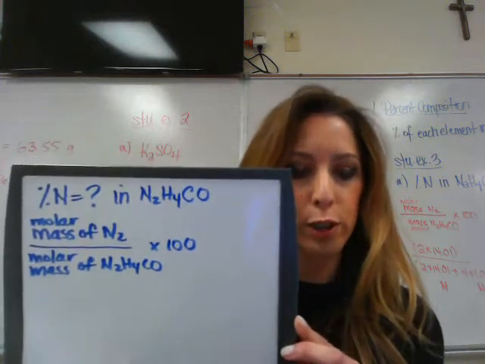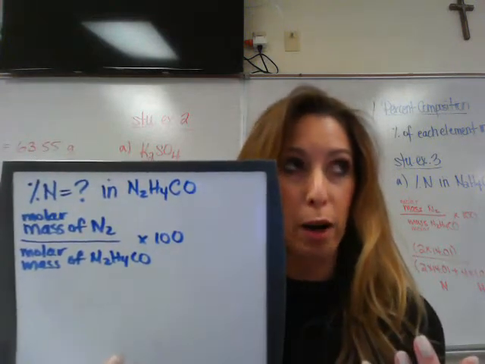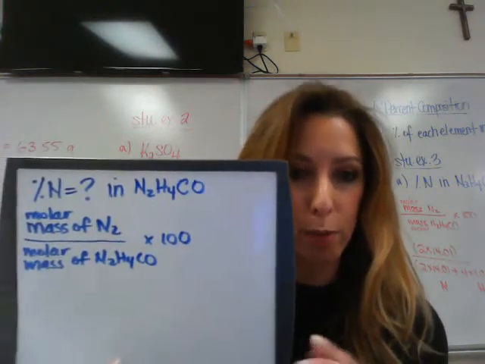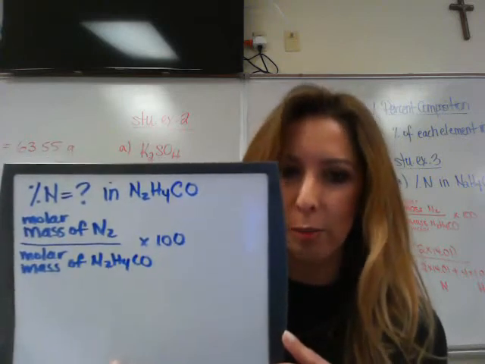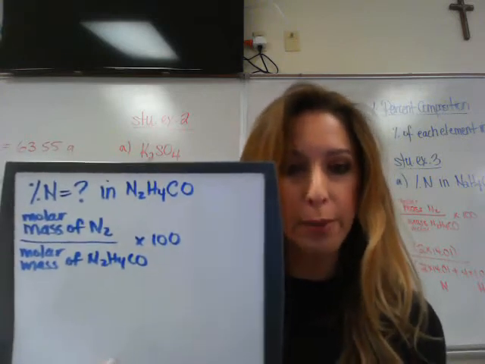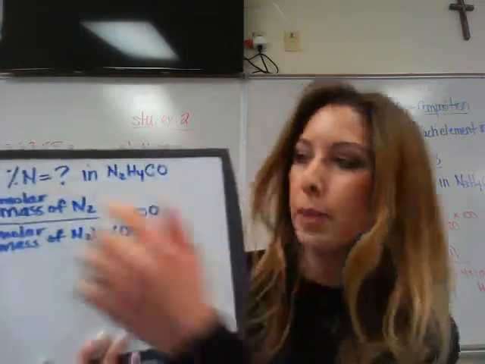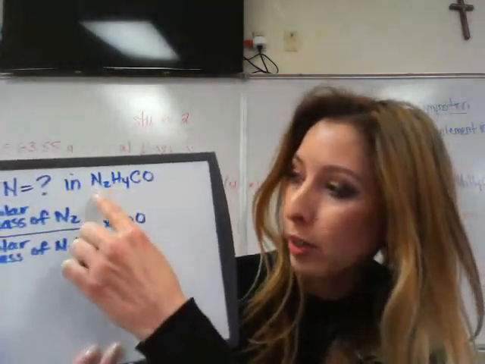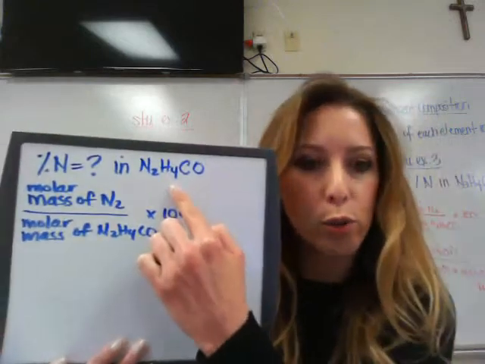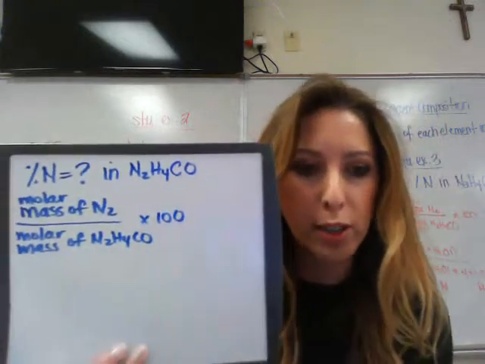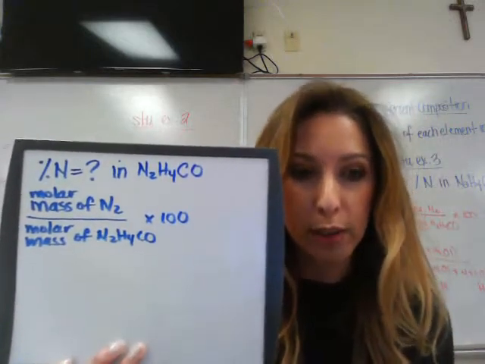A student asked me earlier today, so you put the mass of the first element in the formula on the top? Not necessarily. It depends upon what they're asking for. Here they happen to be asking for the percent of nitrogen. That's why we're picking nitrogen, which happens to be the first one in the formula. They could have also asked you for the percent of hydrogen or carbon or oxygen. It just depends upon which one they specified.